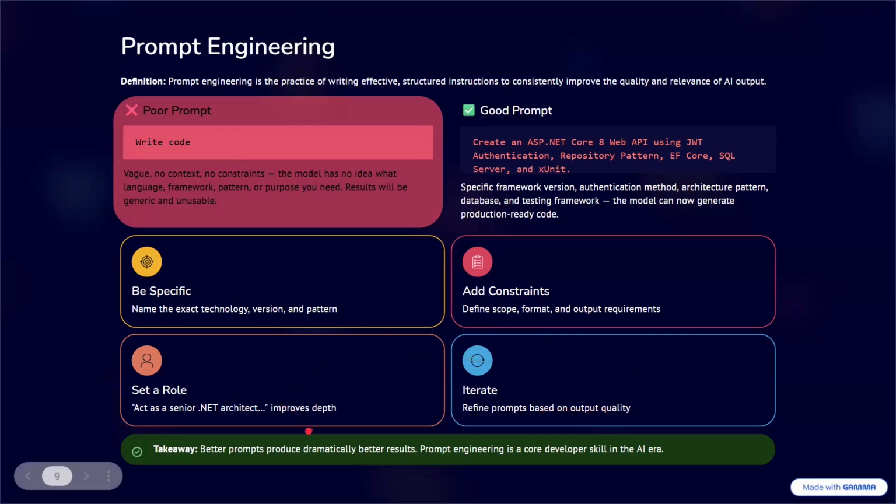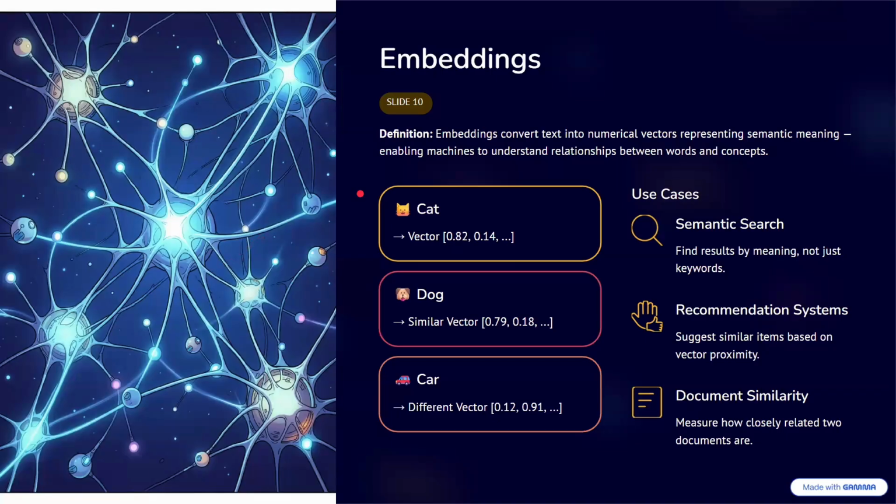So a good prompt produces dramatically better results. Prompt engineering is a core developer skill in the AI era. So now in this era, if you have an idea about how to write a good prompt, then you can increase your productivity 100x, maybe it's 100x. So become better.